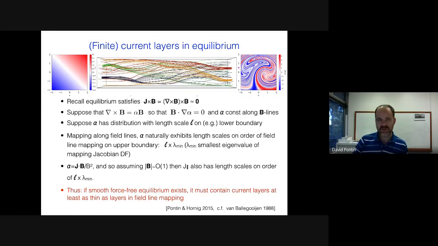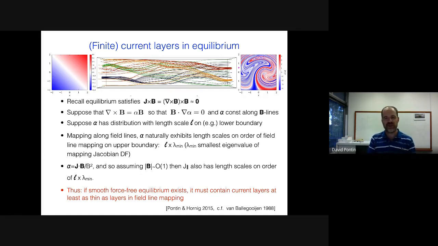Okay, so before looking at the results of such simulations, let's just do a little thought experiment on what we might expect to find. Let's imagine that we've got a magnetic field where the field lines are all braided or tangled around one another, like in Parker's model. And let's think about what kind of structure a force-free equilibrium would have to have.